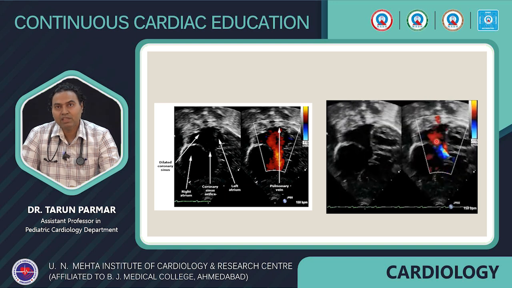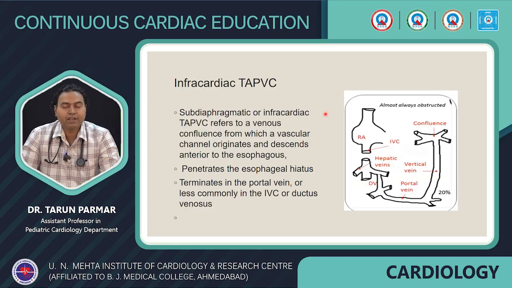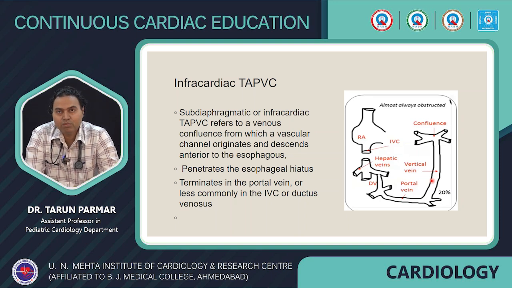You can see this red flow from the dilated coronary sinus to the RA, and there is an obligatory ASD or PFO with right-to-left shunting. Third is the infracardiac TAPVC. In this, all four pulmonary veins form a confluence and then drain into a descending vertical vein. This descending vertical vein lies anterior to the esophagus.